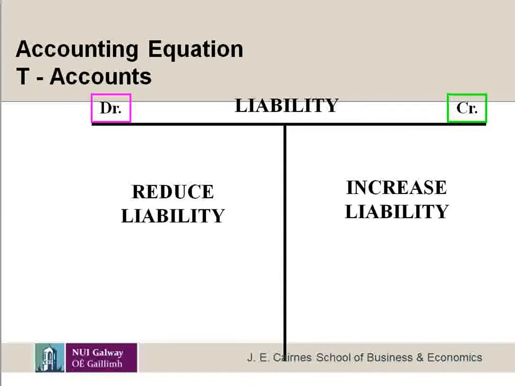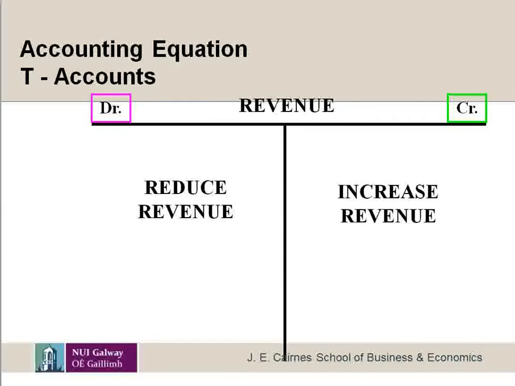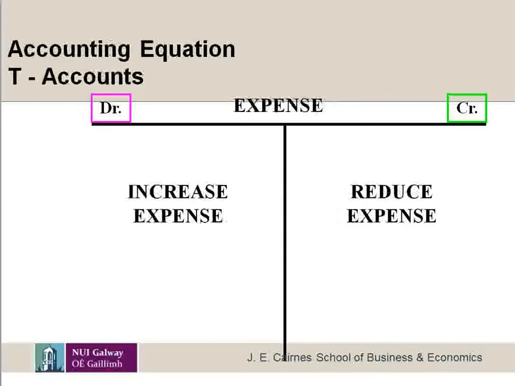Liabilities. So an increase in a liability will be a credit, while a decrease in a liability will be a debit. Revenue. So if there's an increase in revenue, it will be a credit, and if there's a decrease in revenue, there will be a debit. And expenses. So if we increase an expense, it's going to be a debit, and if we decrease an expense, it will be a credit.